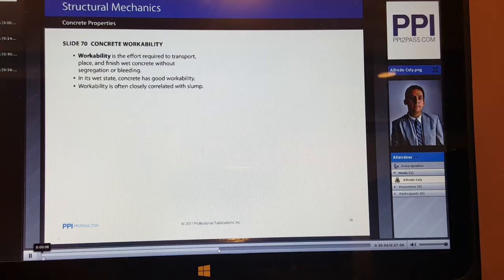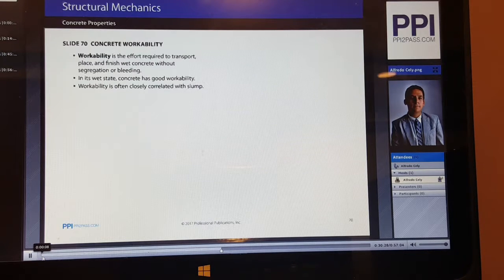Now, concrete workability. What is workability? Workability is the effort required to one, transport, two, place, and three, finish wet concrete without segregating the aggregates or without bleeding the concrete. And bleeding means just squishing, well, I guess I'll use my technical term, squishing the water out.